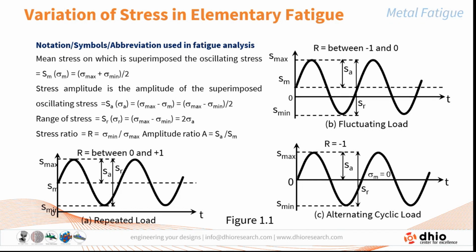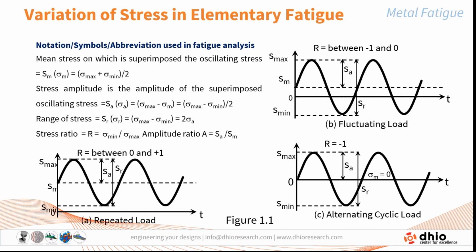Then the stress amplitude, which is the amplitude of the superposed oscillating stress, is defined as SA, which is nothing but the difference between the maximum and the mean value, or it is equal to half the difference between the maximum and the minimum stress induced in the component. Then the stress range, abbreviated as SR, is the difference between the maximum and the minimum. That is equal to twice the stress amplitude.